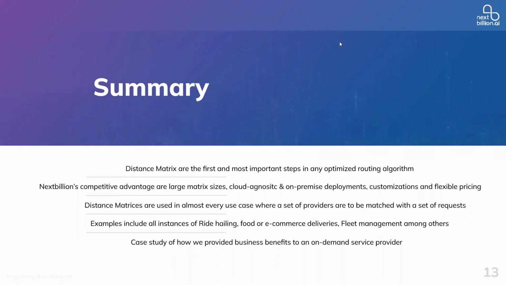We also learned about distance matrix use cases, that they are used in almost every instance where a set of providers are to be matched with a set of requests, and the examples would include all instances of ride hailing, food or e-commerce deliveries, fleet management, among others. And finally, we ended with a case study of how NextBillion provided business benefits to an on-demand service provider, Grassdoor. So that concludes our session.